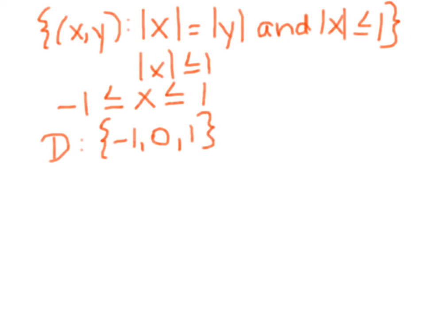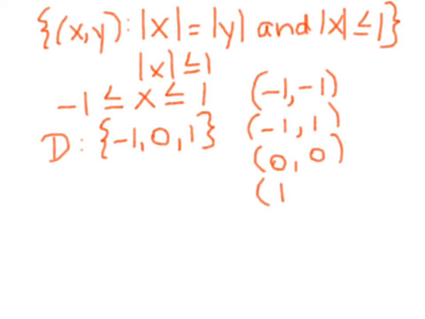Now, the same thing is true for y because it's all of them. But here's the thing. If x is -1, what can y be? That means the absolute value of y is equal to +1. So y can be -1. It can also be +1. If x is 0, y is 0. And then the same thing happens again with +1 for x.